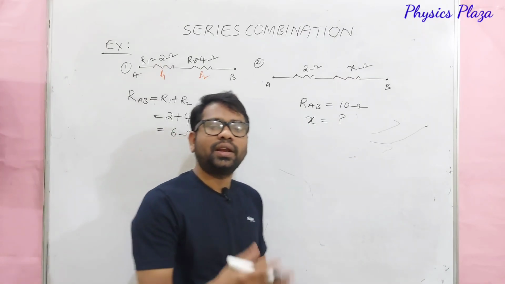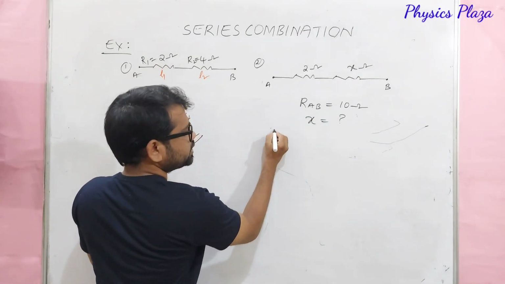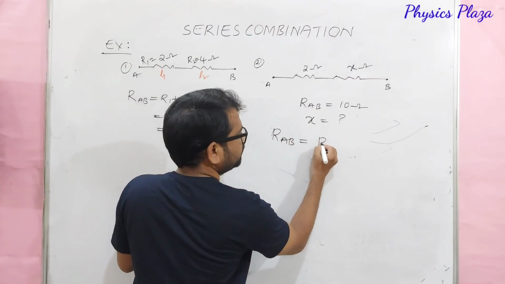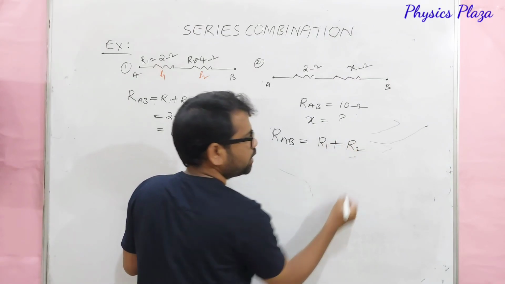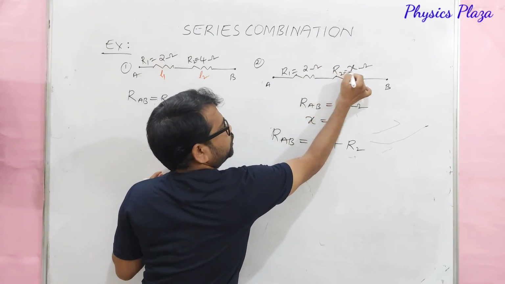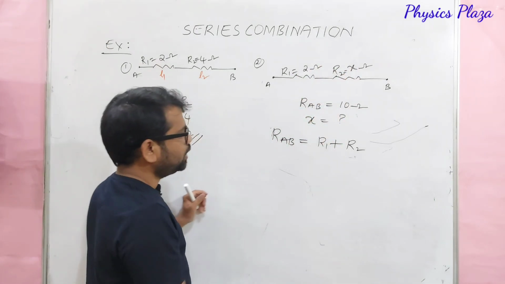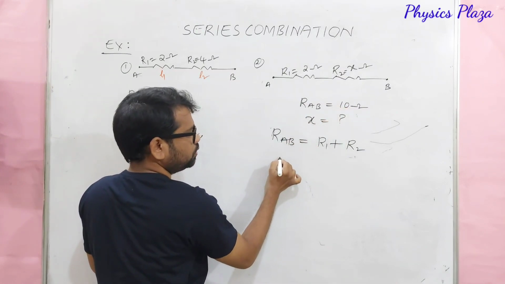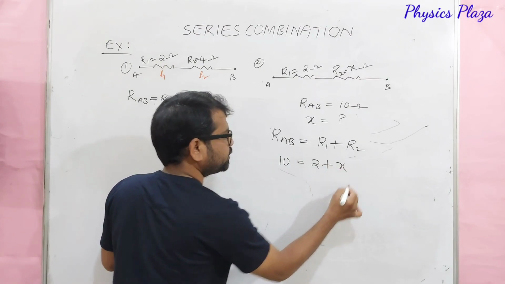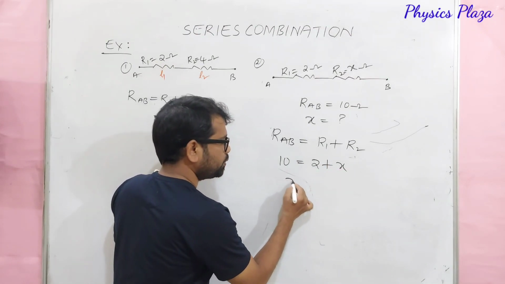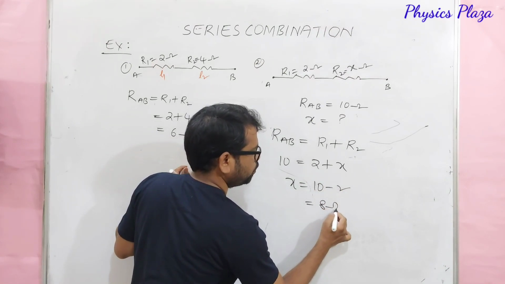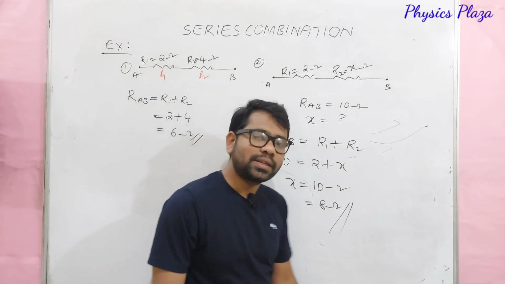According to the series combination, we know that RAB is equal to R1 plus R2. Let us say this is R1 and R2 is to be calculated. Substituting RAB equal to 10 ohm, 10 is equal to 2 plus x. As 10 is equal to 2 plus x, obviously x is equal to 10 minus 2, so it will be 8 ohm. So 8 ohm is the resultant resistance.